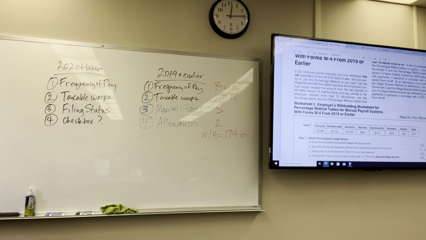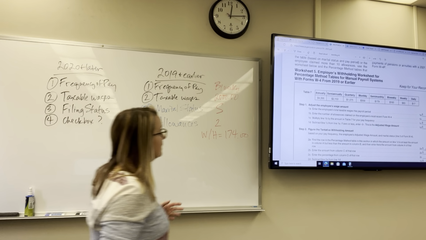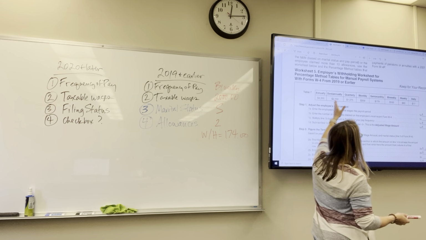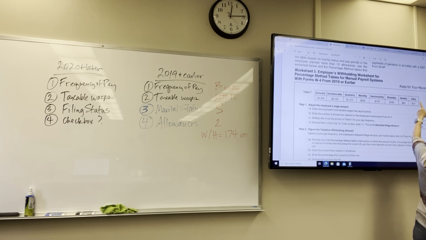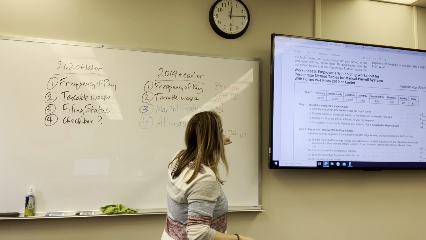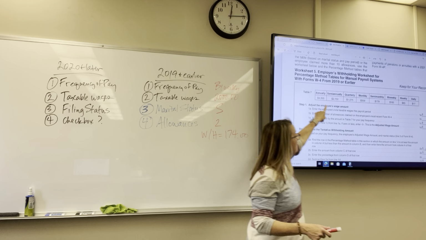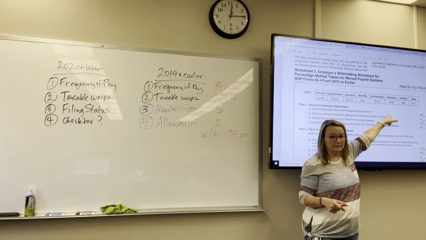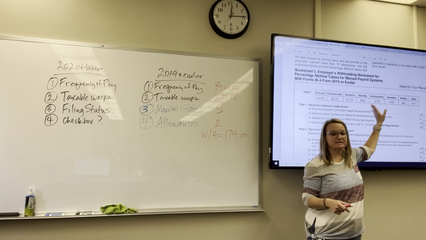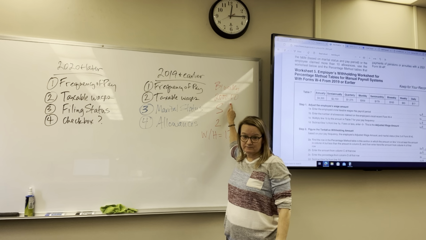Well, we've got an additional table here that we have to use. And you can see we've got amounts that correspond to pay frequency up here. What we're going to do is multiply the number of allowances by the appropriate number in this table, and we get to subtract that from our wages.